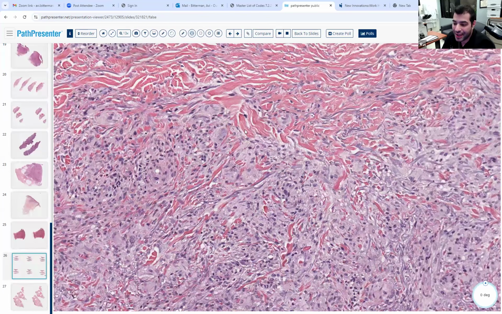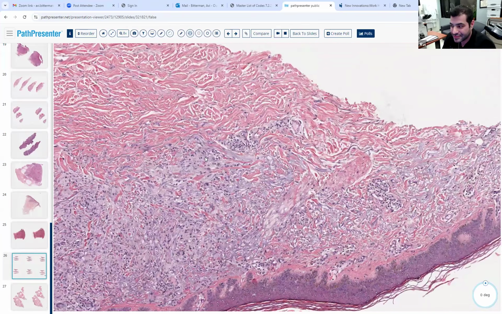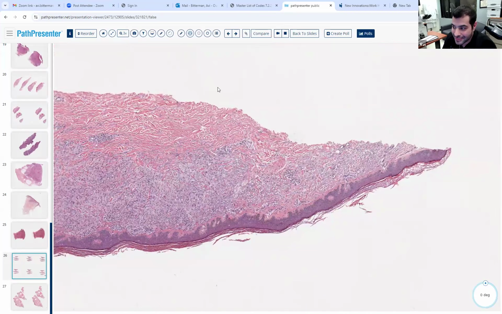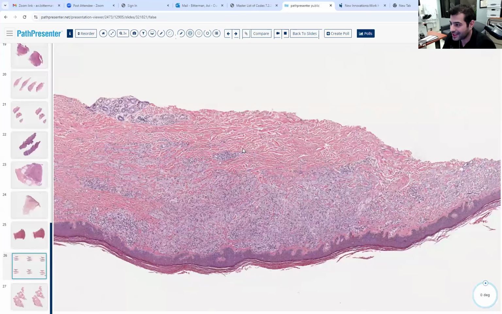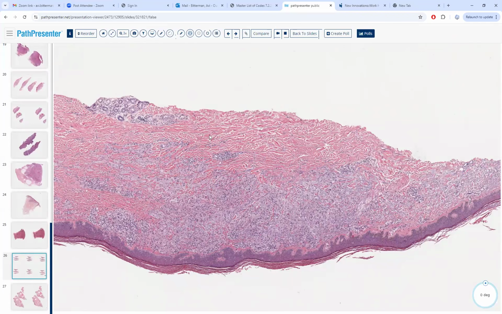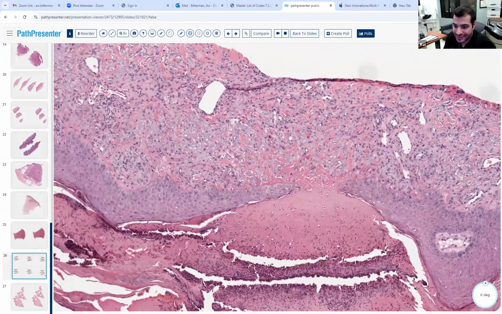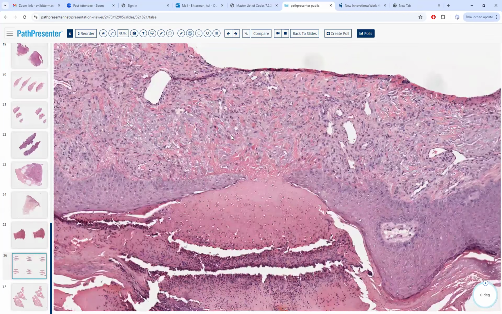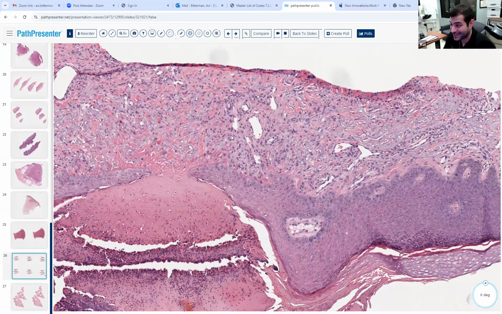So let's say we stain colloidal iron and it's positive. What do you call it? You're not going to call it actinic, right? We already told you that has no mucin. GA. Is there a type of GA that perforates? I guess yes, perforating GA. That's the name for it.